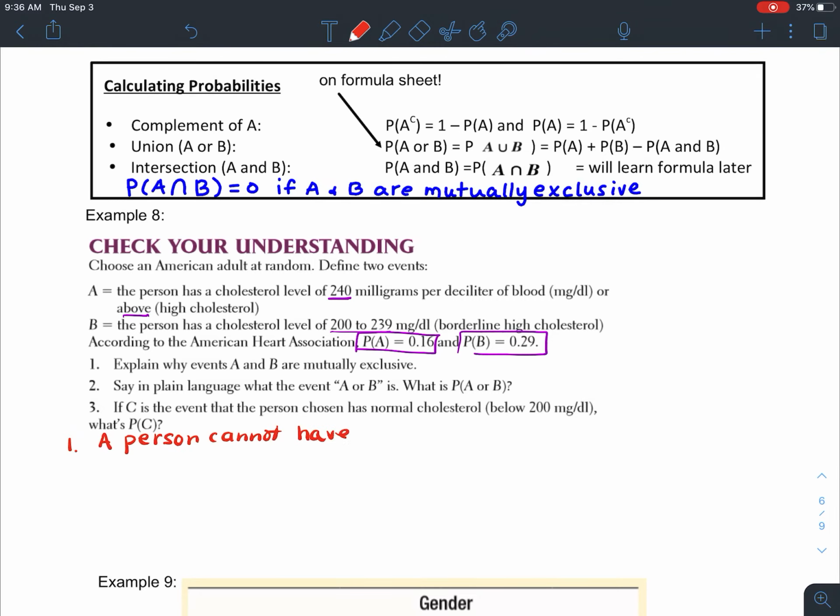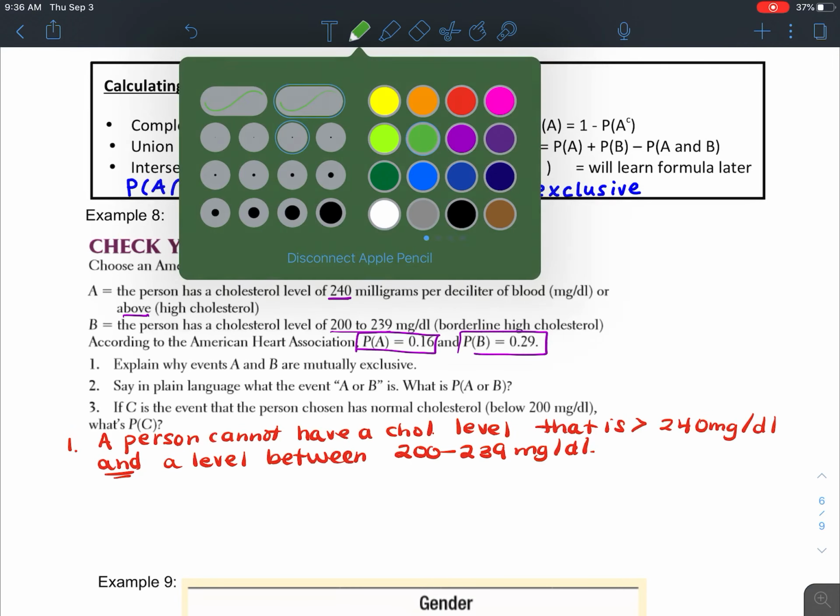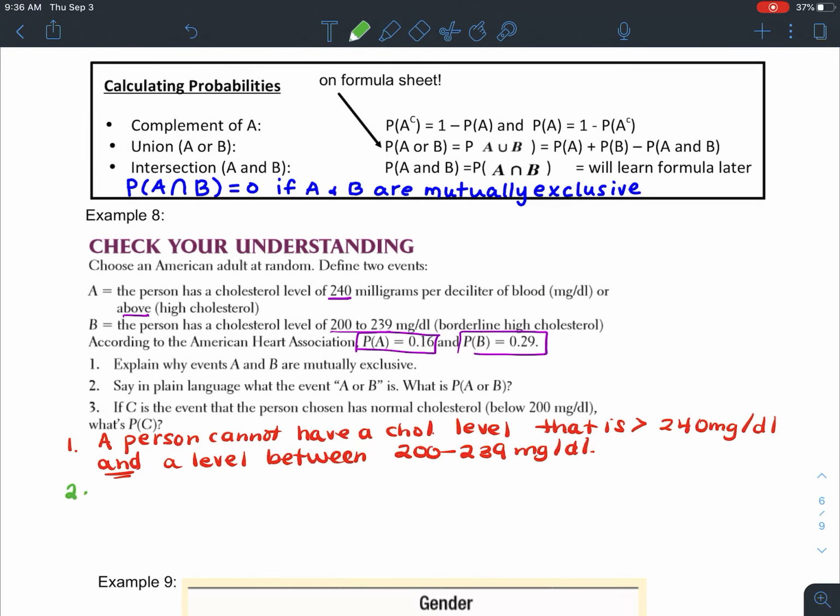Okay, so we're saying that the events A and B could not happen at the same time. Well, a person cannot have a cholesterol level that is greater than 240 milligrams per deciliter and a level that is also between 200 and 239 milligrams per deciliter. Okay, cannot be in those two categories at the same time.